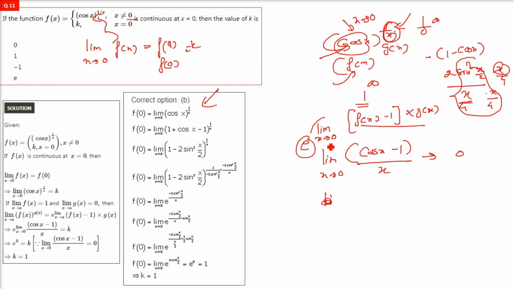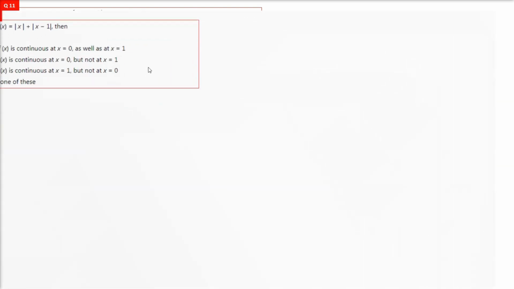So now this is 0. e raised to the power 0 is what we have to equate to k. So e raised to 0 is k. So what is it? Anything to the power 0 is 1, so 1 is k. This is also one of the ways you can go through it, but the concept is the same.